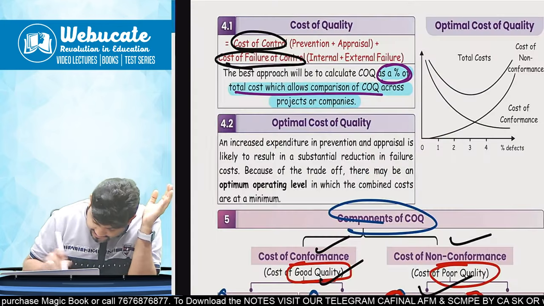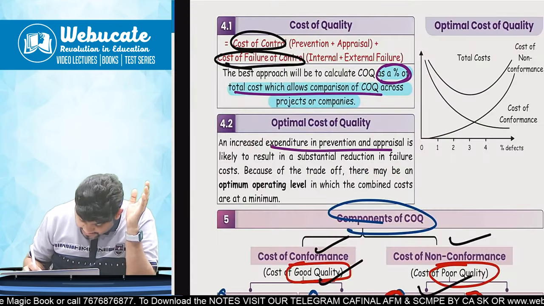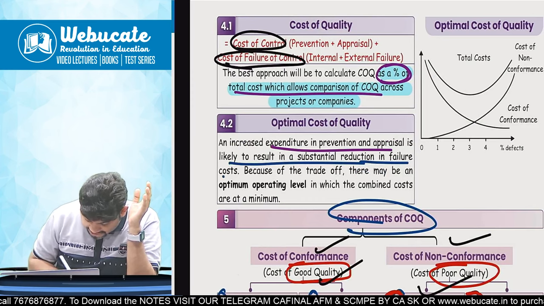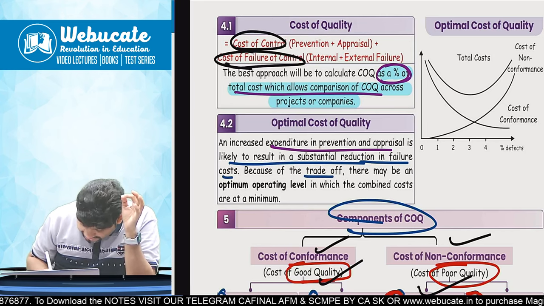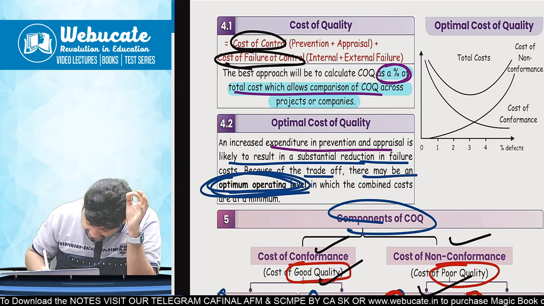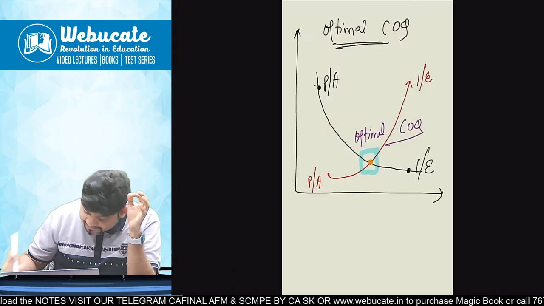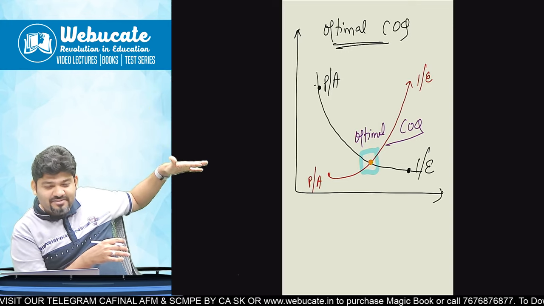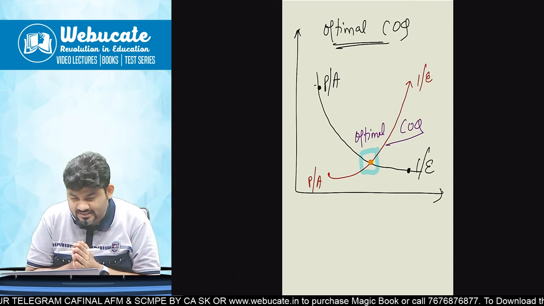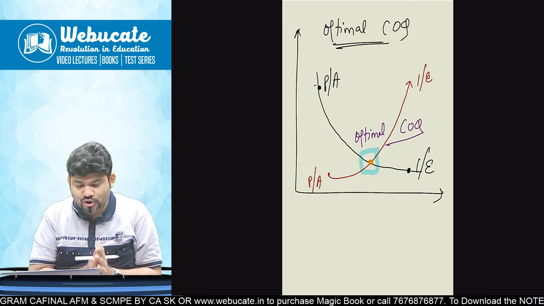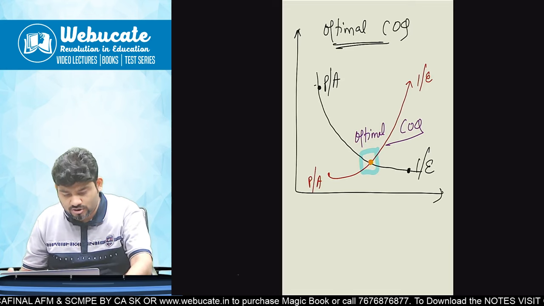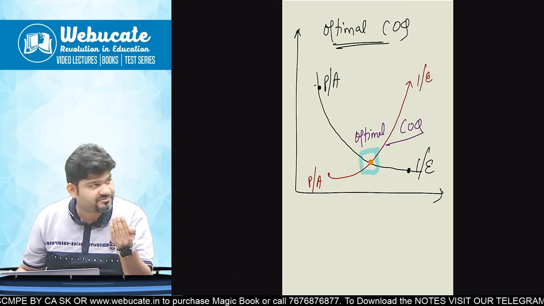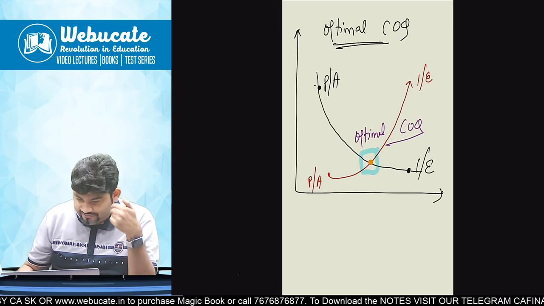I'll just read it from this also. An increased expenditure in prevention and appraisal is likely to result in a substantial reduction in failure costs. Because of the trade-off, there may be an optimum operating level at which combined costs are at minimum. The combined costs are at minimum. Acha, everybody. So, yes, this is your optimal cost of quality, right? So we got to know about the percentage of cost of quality. Now we are also aware of optimal cost of quality.